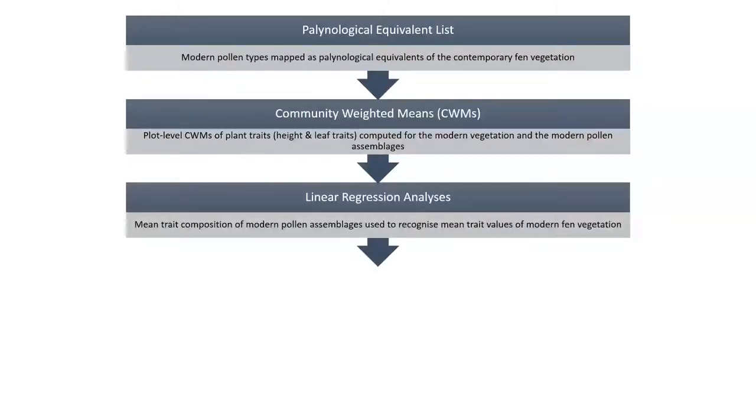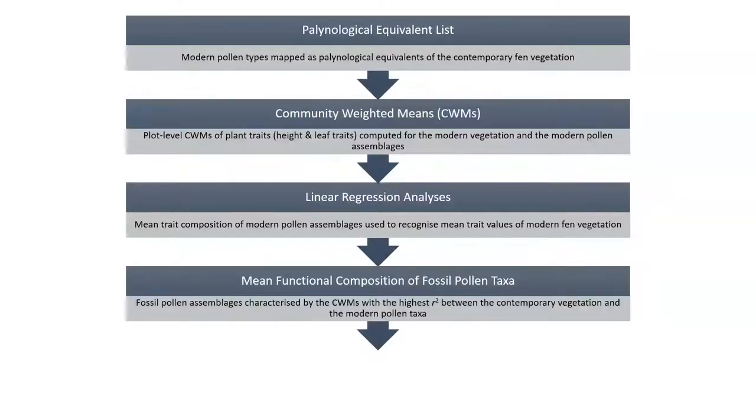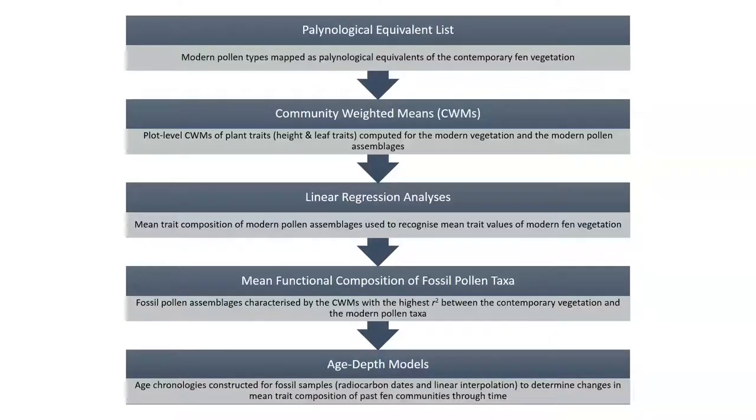So, as a next step, what I did was to see the degree of association between the modern vegetation and the modern pollen, to see how the traits between those two types of assemblage agree with each other. And I took the traits with the highest degrees of association between them, so the highest R squares, to then characterize the fossil pollen communities, communities that were established in the mid to late Holocene, to try and understand the functional composition of past fen communities.